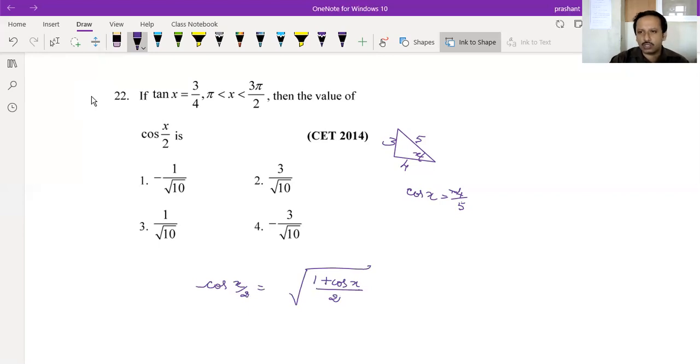1 plus cos theta is 2 cos square theta by 2. The 2, 2 gets cancelled. Root of cos square theta by 2 is cos theta by 2. Here I should write plus or minus. And now x is in between pi and 3 pi by 2. X is greater than pi but less than 3 pi by 2.